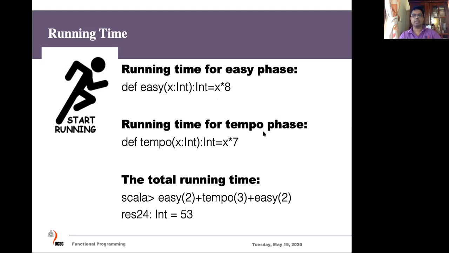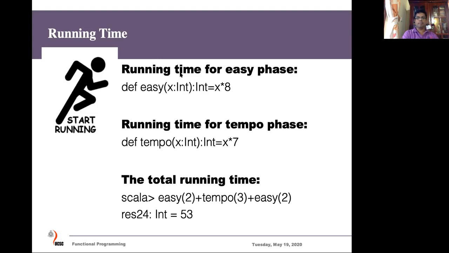Then I write a function to calculate the time in the tempo phase. My function name is tempo. Again, it takes one integer input, that is kilometers, and the return value is kilometers x multiplied by the speed, so that is the time to run the given kilometers. So these two functions are ready. The problem says I run 2 kilometers at easy pace, so easy 2, plus 3 kilometers at tempo pace, tempo 3, plus 2 kilometers at easy pace. If I execute that expression, I get the total time.